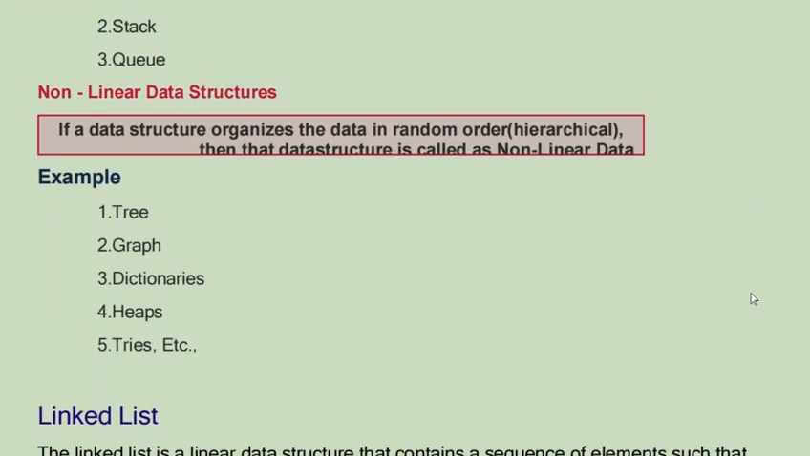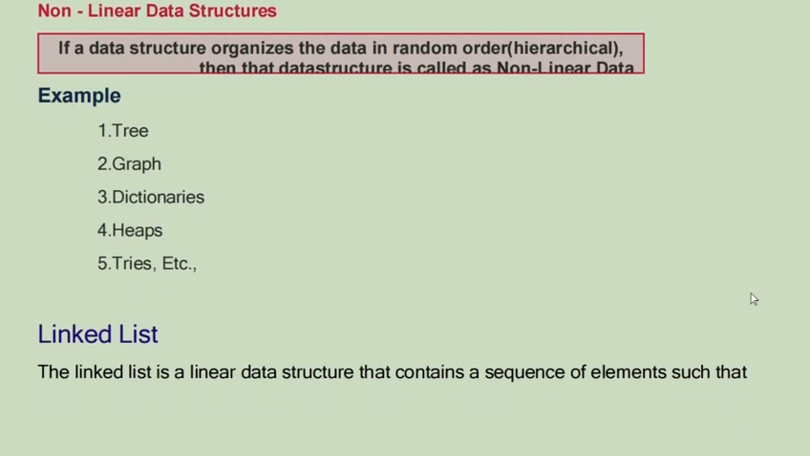What is a non-linear data structure here? A non-linear data structure organizes the data in a random order. That means it doesn't have any order like the linear data structures. Hierarchical, then the data structure is called a non-linear data structure. That means it doesn't have any particular sequential order. It stores the data in a random way. For example, tree, graph, dictionaries, heaps, tries, etc. These are examples of non-linear data structures. We will also see these examples one by one in the further classes.